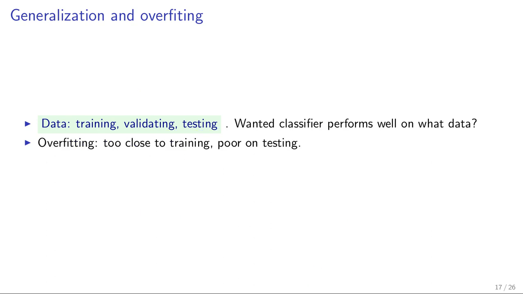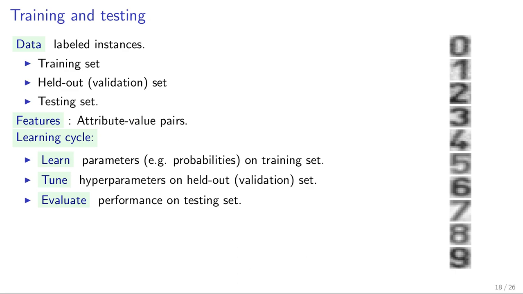Yeah, so overfitting means too close to training, testing. Yeah, this is what we just spoke about. So this is data, training set, validation set, testing set. Features is attribute pairs, and the learning set.